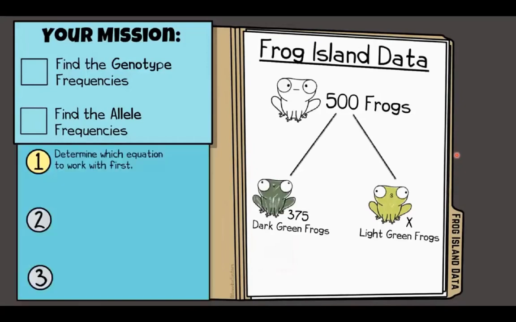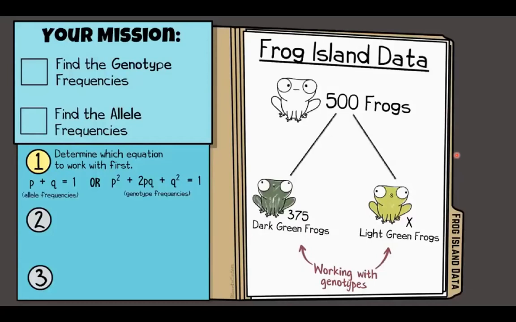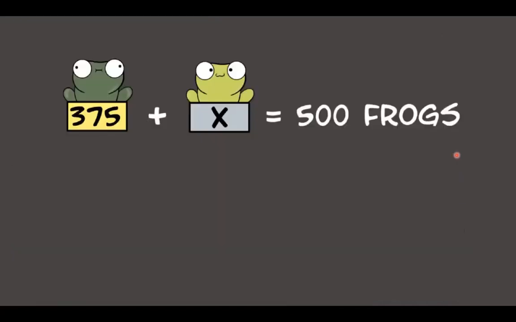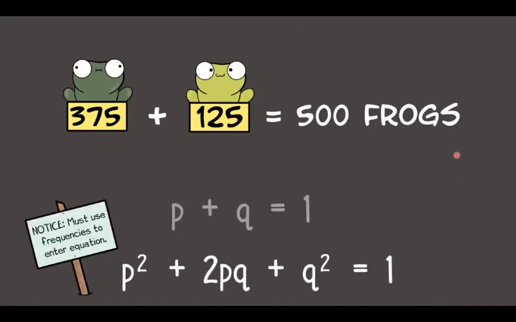Step 1. Determine first whether you're going to work with the first equation or the second equation. Since I'm working with individuals here that have genotypes, I'm going to work with the second equation first. Step 2. Figure out what value you can determine. So 375 frogs are dark green out of 500 total. That would mean 125 frogs are light green since there are 500 frogs total. But I can't use whole numbers like that, as both of these equations ultimately are equal to 1. I need frequencies for these equations.